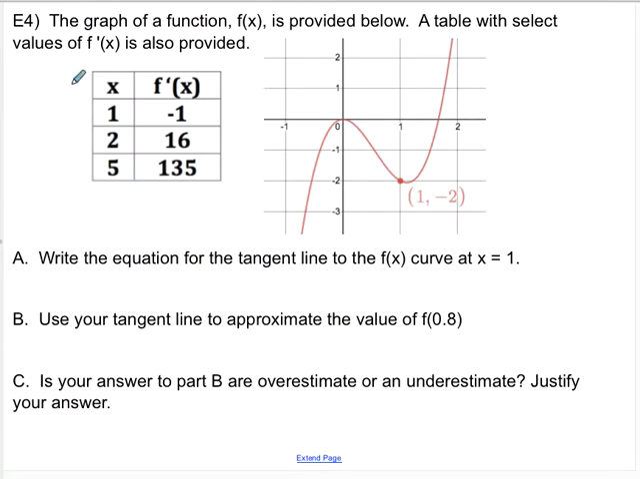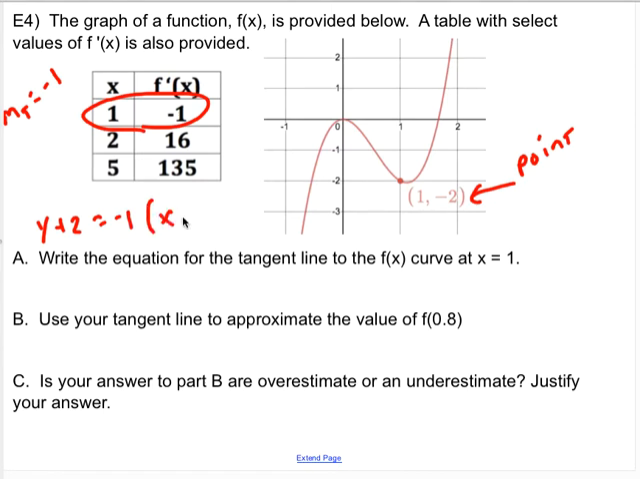All right, so the graph of the function f of x is provided here. A select table of values of f prime is provided. A, write the equation of the tangent line at x equals 1. So we have the point already, right? So that's my point, right? And at x equals 1, my slope is -1, right? So my tangent slope is -1. So the equation of the curve is going to be y minus the y value equals m times x minus the x value.